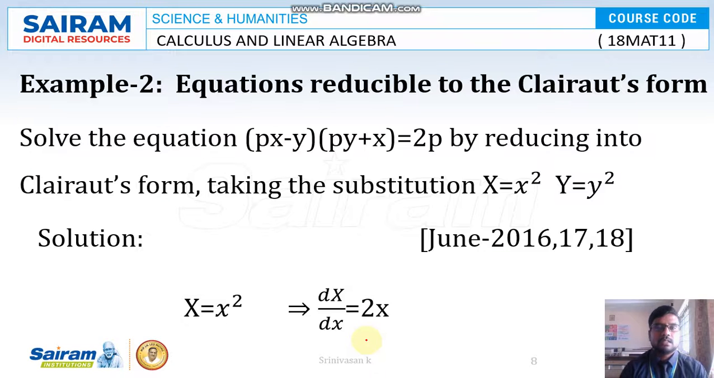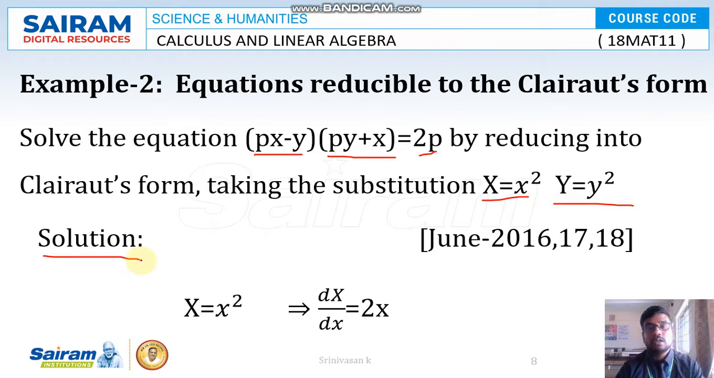Okay. Then the second problem: equation reducible to the Clairaut's form. Solve the equation (px minus y)(py plus x) equal to 2p by reducing into the Clairaut's form, taking the substitution capital X equal to x square and capital Y equal to y square. So we have to convert it to a Clairaut's form. So what is the Clairaut's form?